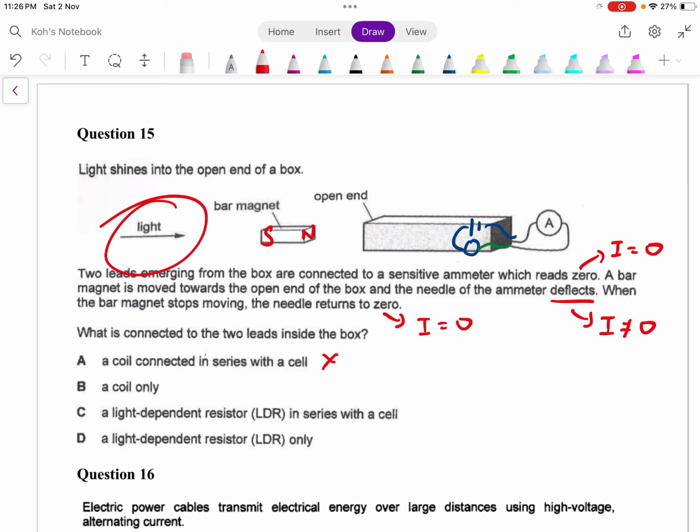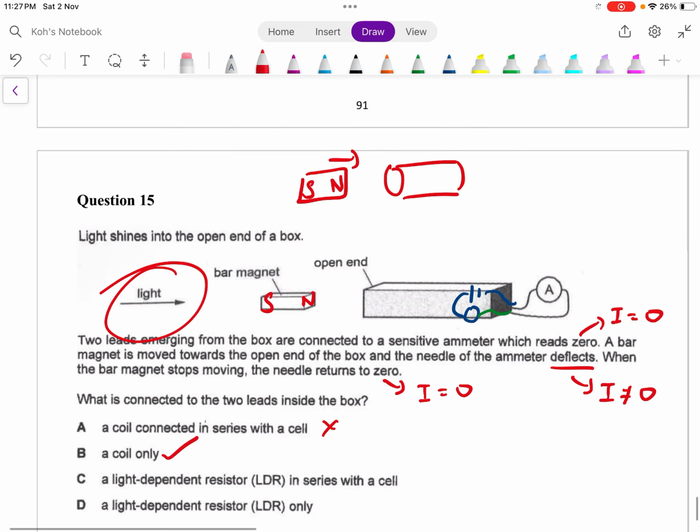Okay, so what is the answer? The answer should be a coil only. Why a coil only? Because you think about this: initially there's no current. Then only if the magnet moves, there's a current. So why is there a current when the magnet moves?